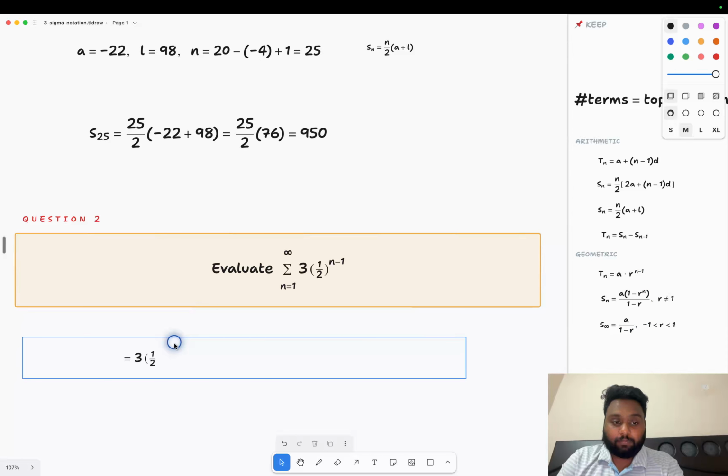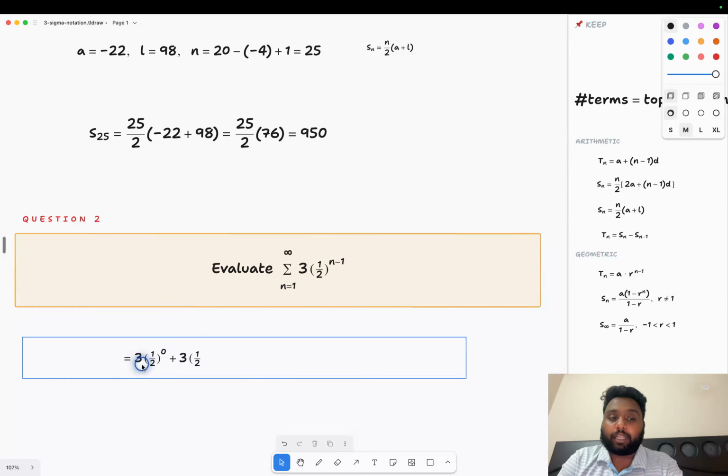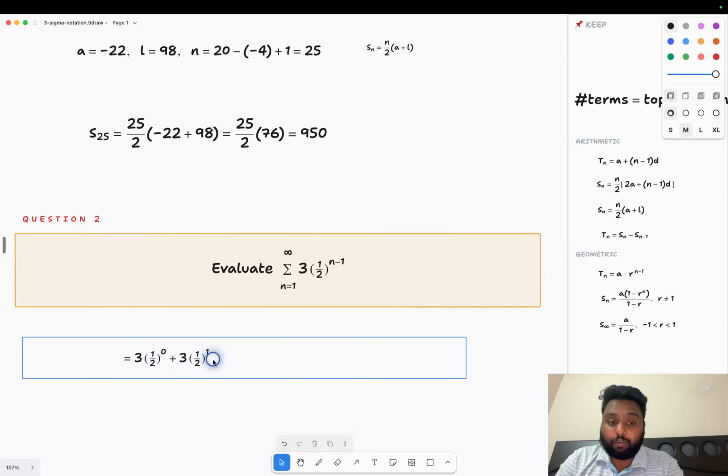series. For the first term, the value of n is going to be 0, so the term is going to be 3. Let's substitute more values. Let's substitute n is equal to 1, then 3 times 1 by 2 power 1. Then we can substitute n is equal to 2, 3, and so on. So this will be our geometric series.